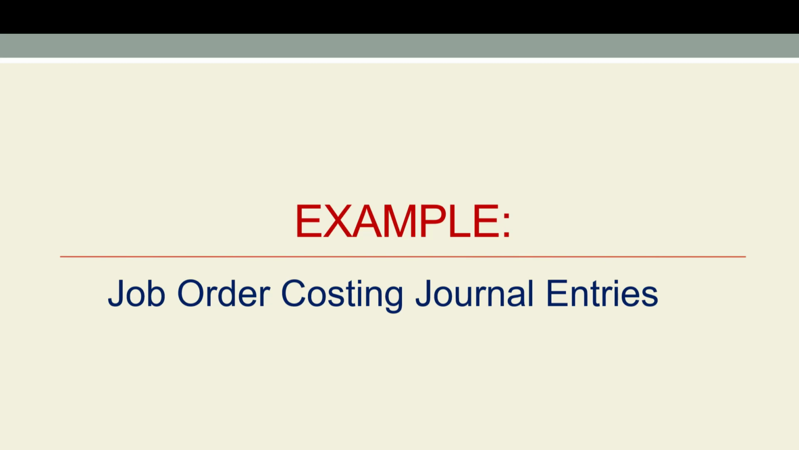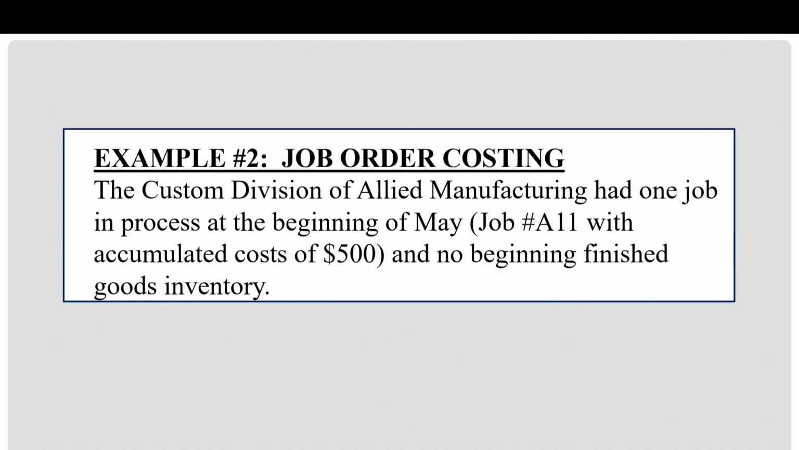Let's work an example to prepare the journal entries in a job order costing system. The Custom Division of Allied Manufacturing had one job in process at the beginning of May. It was job A11 with accumulated cost of $500 and no beginning finished goods inventory.